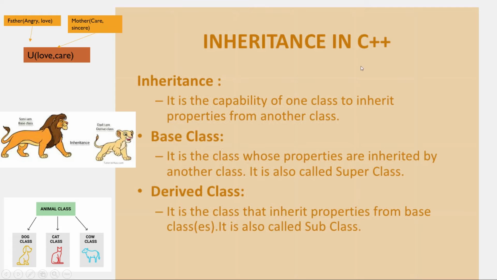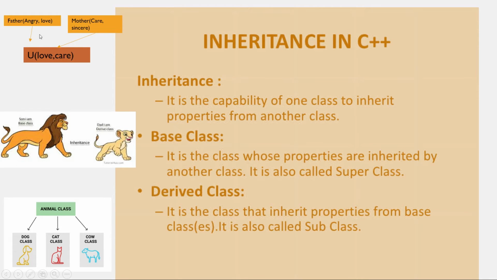For example, you can take your father. He might have characters like anger and love. There is your mother who is so caring and sincere. That is her character. And now you have both their characters together. That is love from your father, as well as care from your mother. So you inherit the properties of your father as well as your mother, and this you call inheritance.